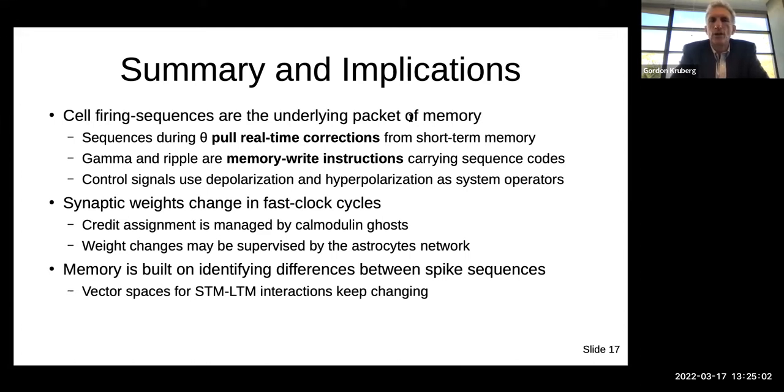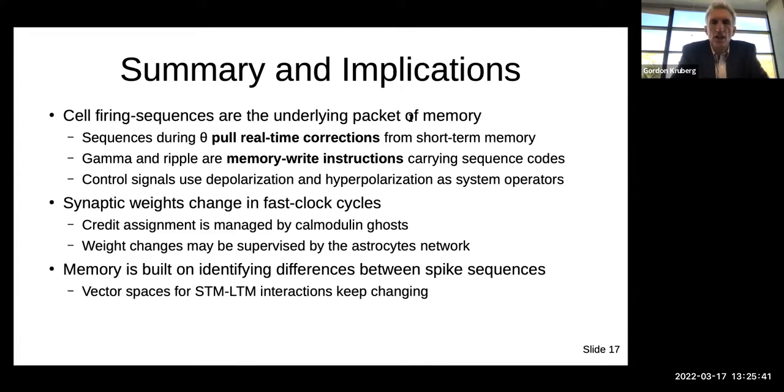Sequences that get pulled during theta cycles pull real-time corrections from short-term memory. Gamma and ripple are memory write instructions carrying sequence codes, and there are other control signals which use depolarization and hyperpolarization as system operators: depolarization signals inclusion in a memory write, and hyperpolarization either excludes from the memory write, or changes the transform operator, the transform matrix.